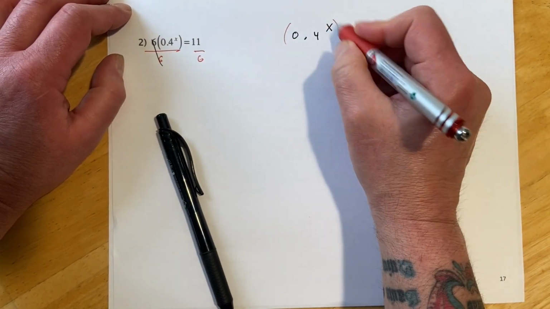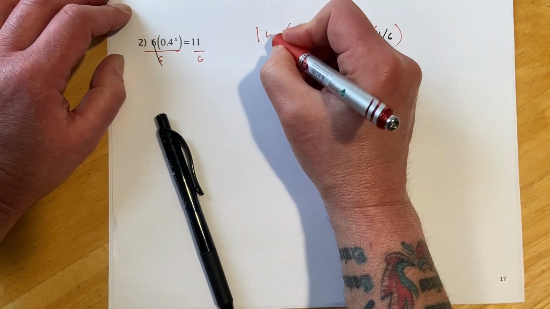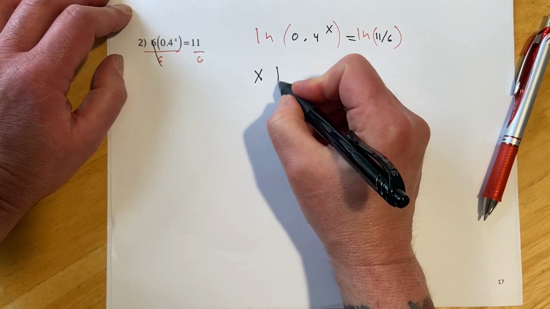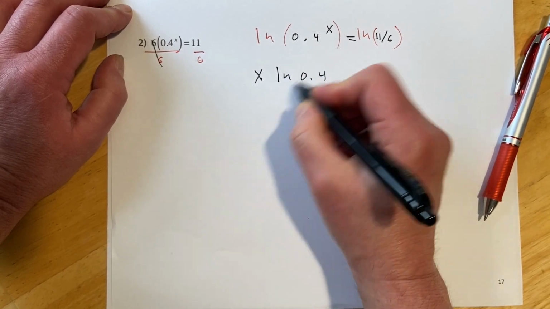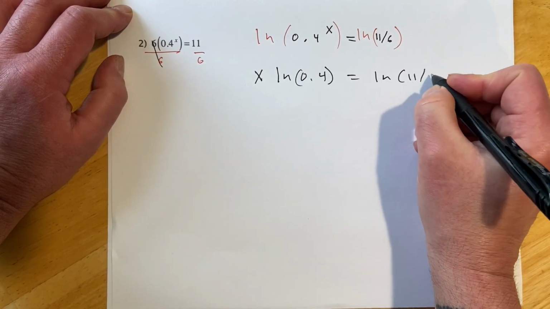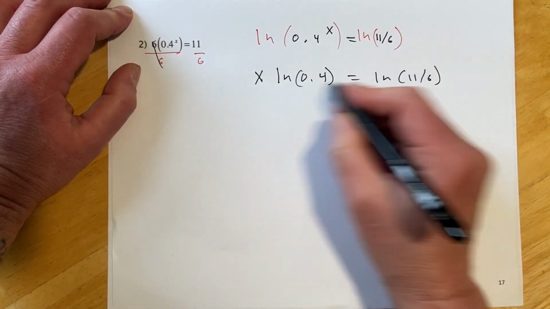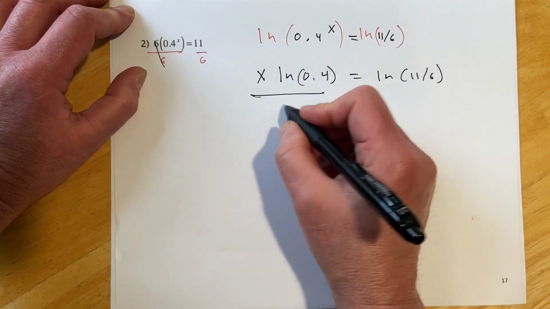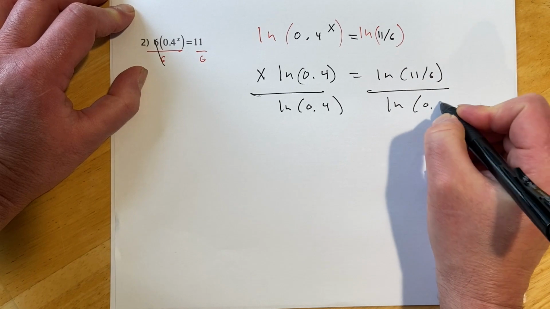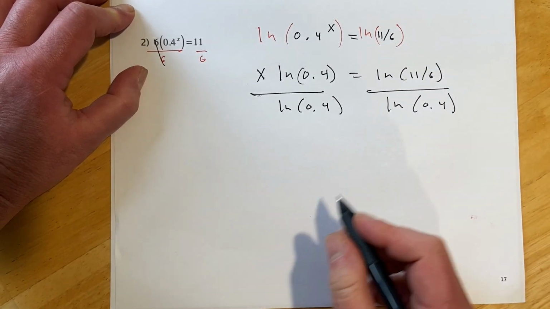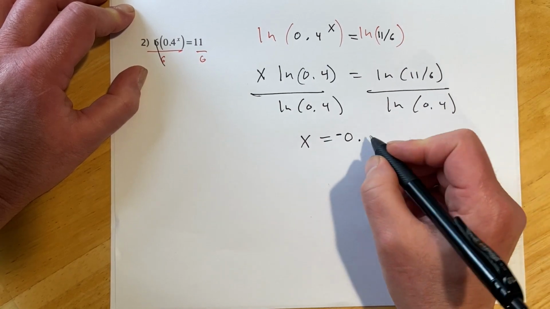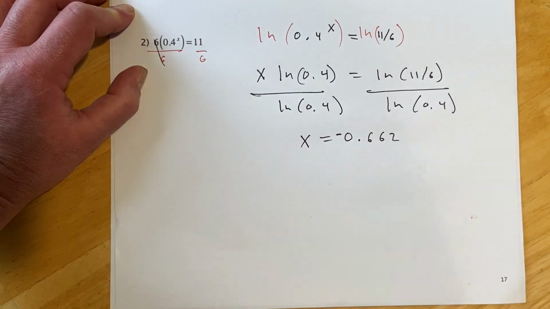And then I will, again, I'm going to use natural log, but you could totally use log. Bring the x down front. And then that just equals the natural log of this number. And then now I'm just dividing over the natural log of 0.4. And toss it in the calculator. I got negative 0.662 when I did it.